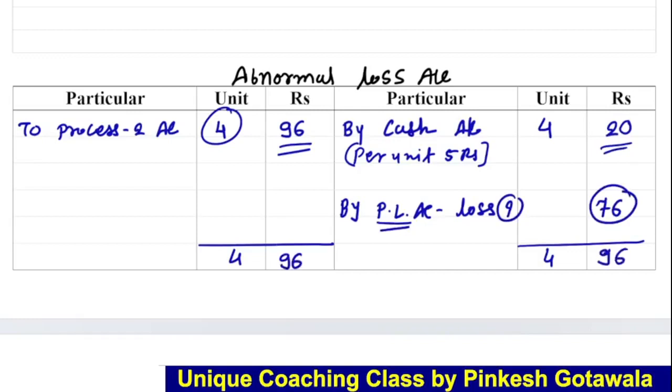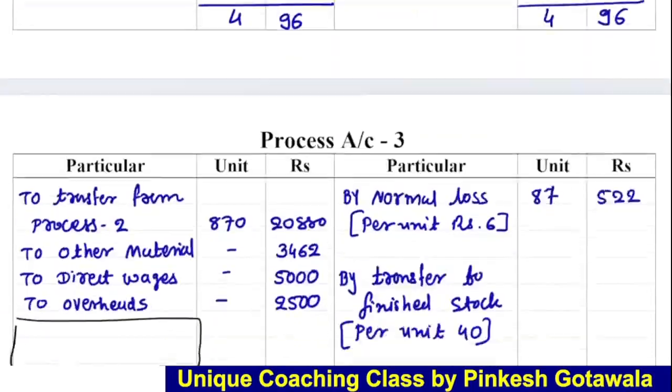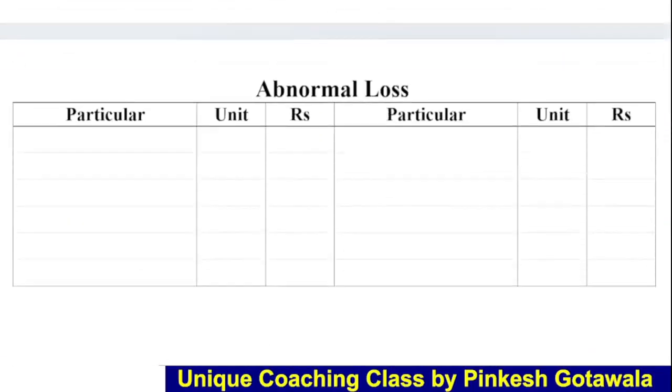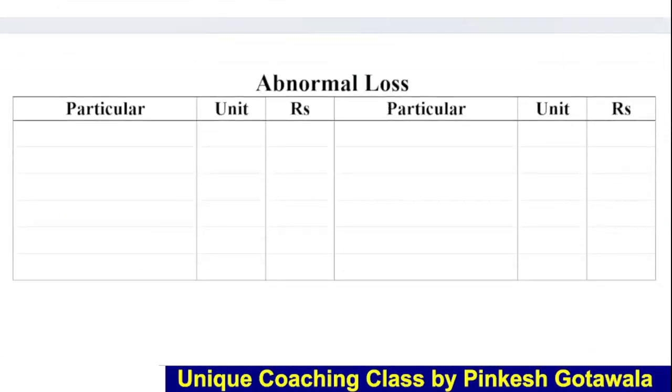So in an abnormal loss there must be 3 entries and they will be the same. It cannot be changed in any case. You can say that it's a fixed format of normal loss, abnormal loss. So remember the format of abnormal loss. First entry comes from a process. In a process account, abnormal loss will be on the credit side. So in the abnormal loss account, it will be on the debit side.